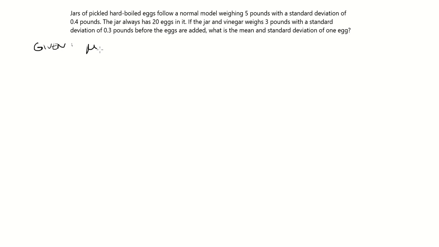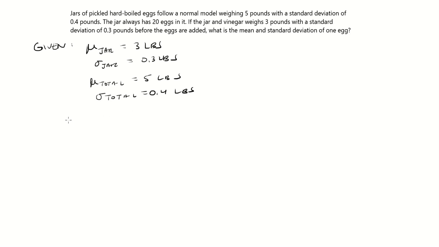So let's write what we're given. We're given that the mean weight of the jar with vinegar is 3 pounds. The standard deviation of the jar with vinegar is 0.3 pounds. The total weight of the jar with vinegar and 20 eggs is 5 pounds. The standard deviation of the total weight, that is the jar plus vinegar plus eggs, is equal to 0.4 pounds.